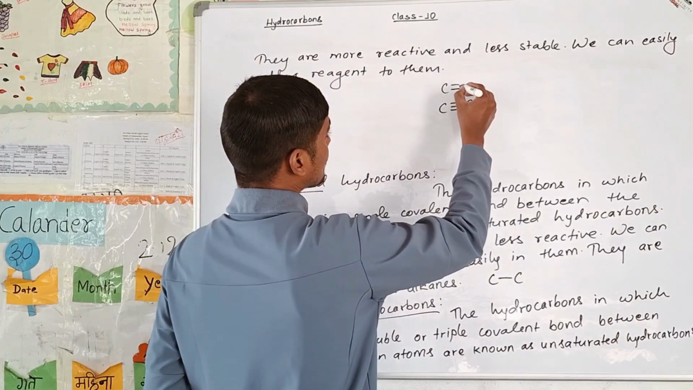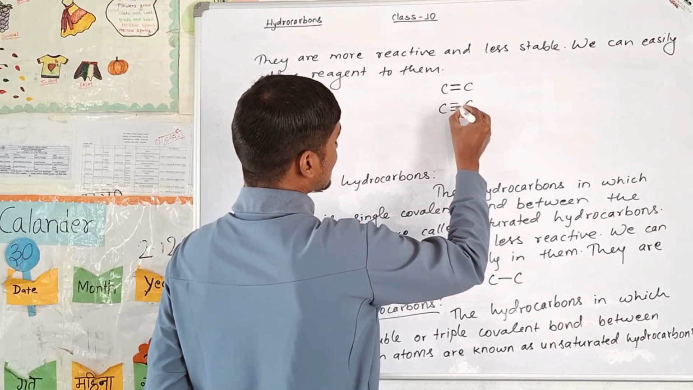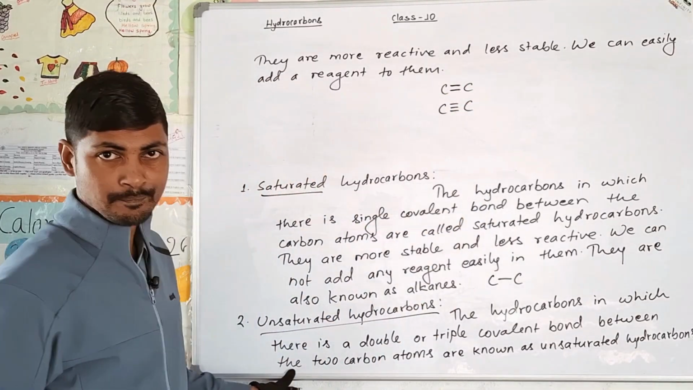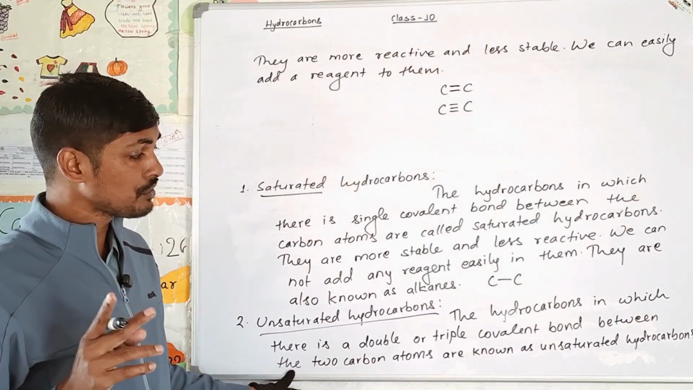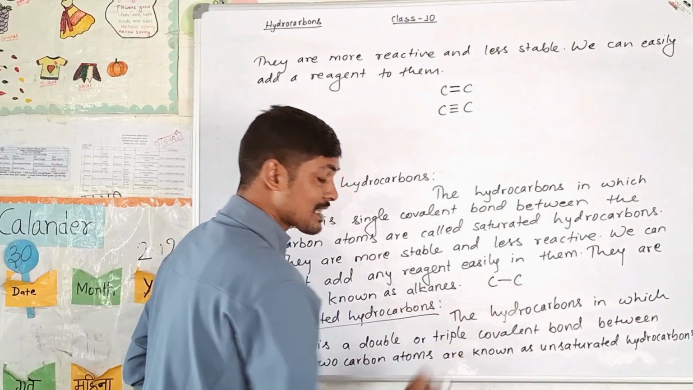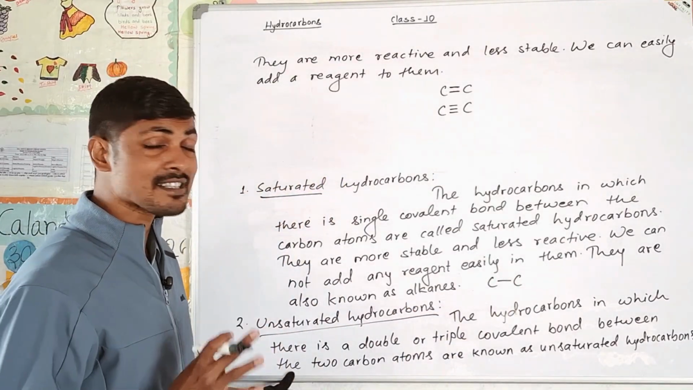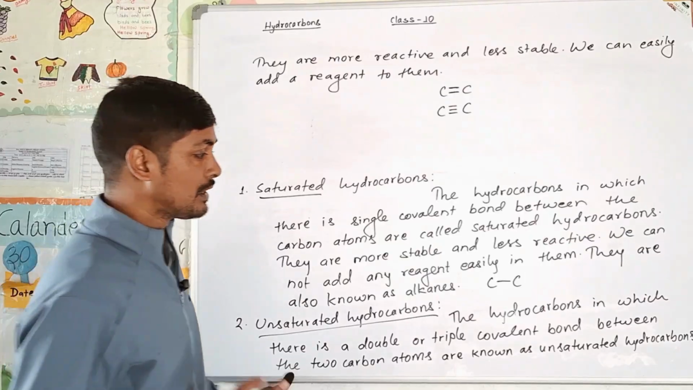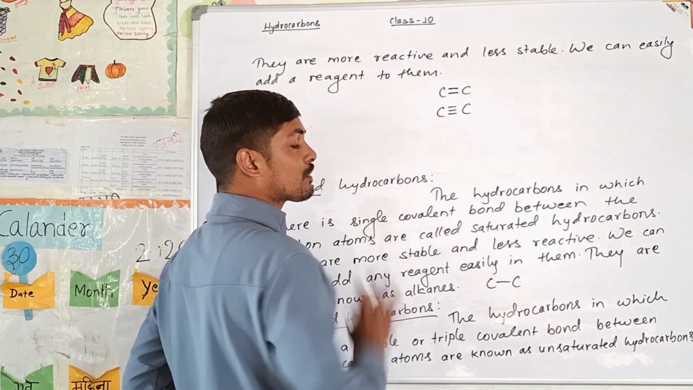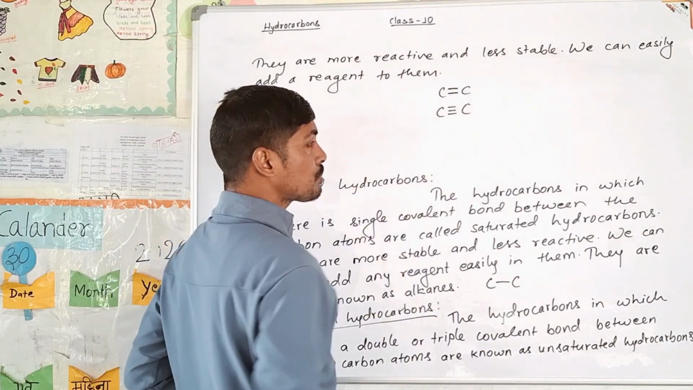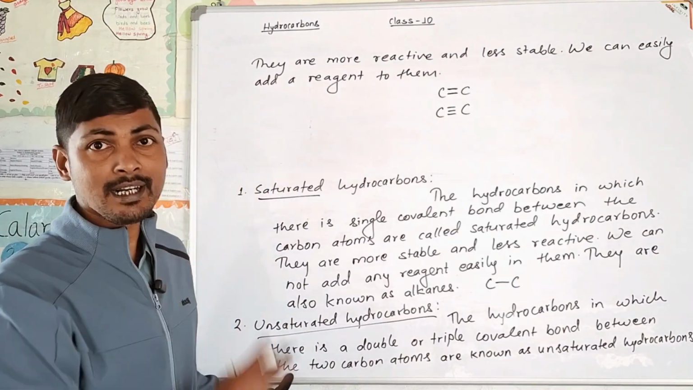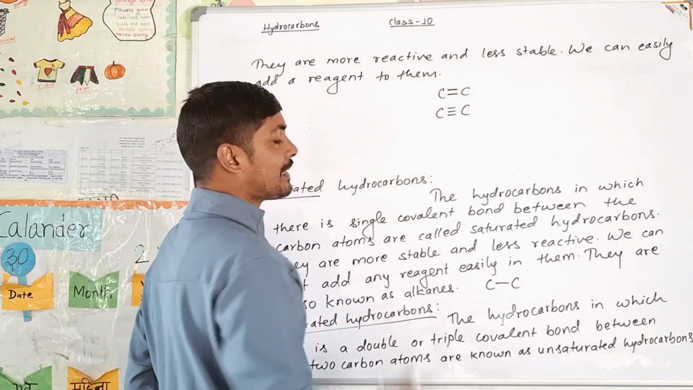So this line represents a covalent bond here. Don't get confused by looking at this line. This line is the symbol of what? Covalent bond. If there is one line, that means one covalent bond. If there are two lines, that means two covalent bonds. If there are three lines, that means there are three covalent bonds.